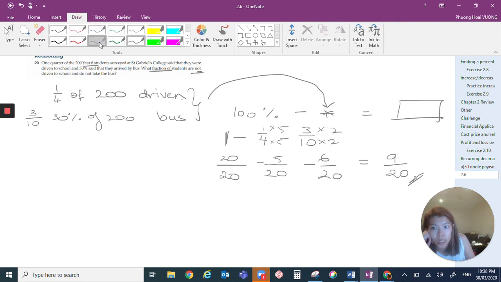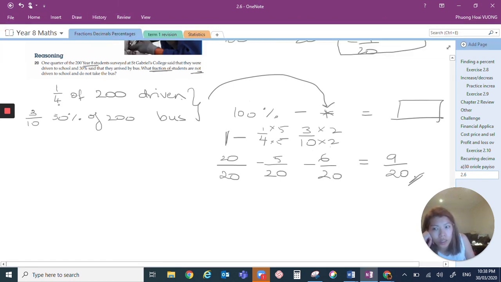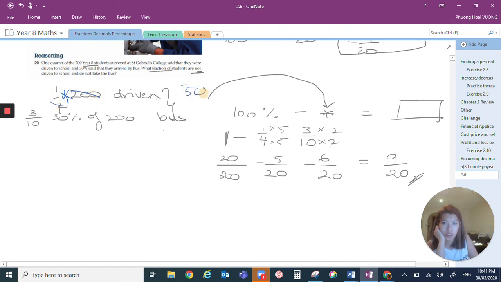If you want to break it up slowly and think about what's going on, you can also do that. So you can count them. You can go, okay, quarter of 200. We know of means times. So a quarter is 50. So 50 students are driven. And 3 out of 10 of 200, that means times 200. We have 20 times 3 is 60. 60 are going by bus. So 110 students are going by bus or driven.